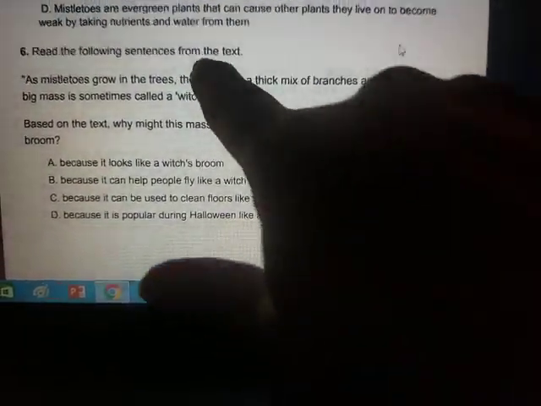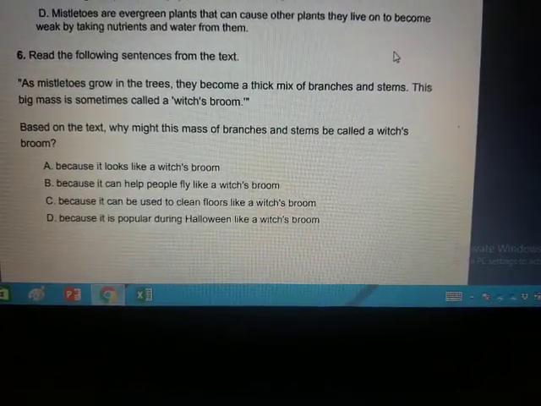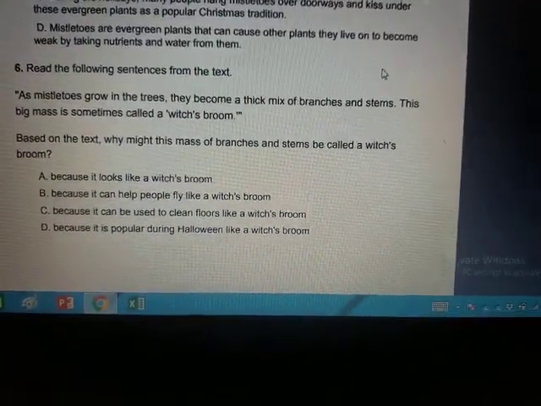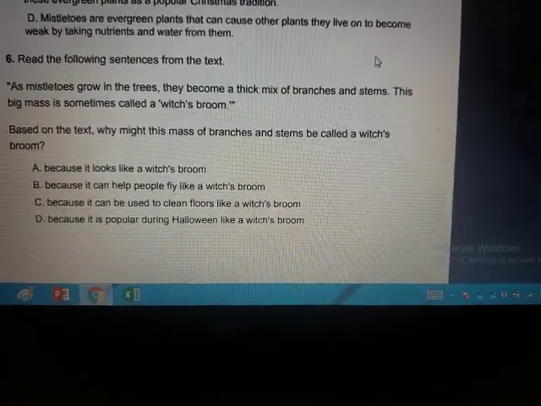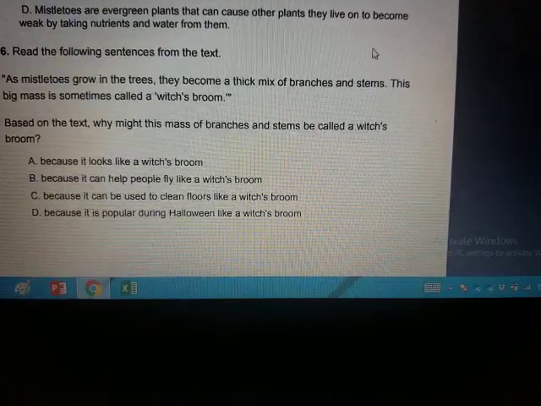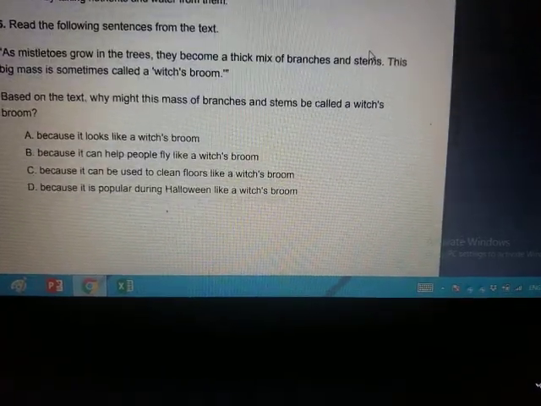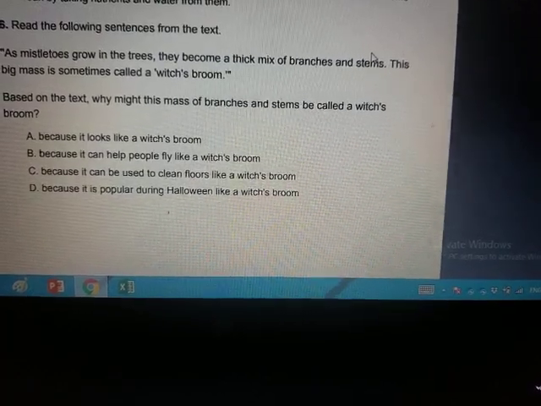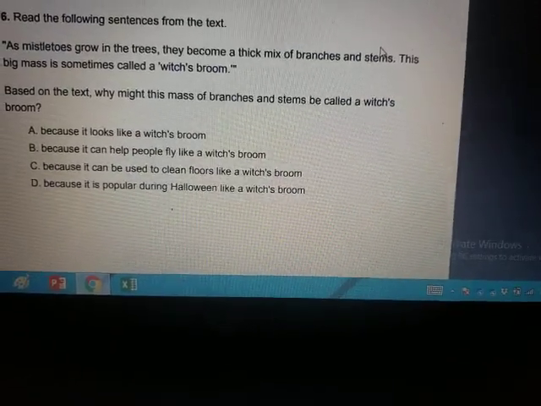Number 6, read this sentence, and then based on this sentence, why might these mass of branches and stems be called a witch's broom? So you're going to try to guess, why are all these thick branches and stems called witch's broom? Because they look like a witch's broom? Because it can help people fly like a witch? Maybe not that one. Because it can be used to clean floors like a witch's broom? Or because it's popular during Halloween? What would make the most sense? Now, there's 3 answers in here that are crazy, that are ridiculous, that are not even close to the answer. So that would be an easy one for you guys to guess.